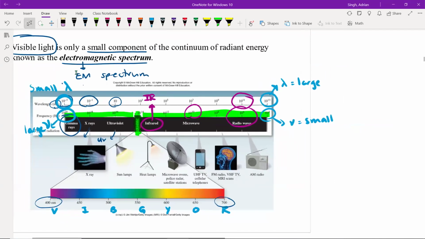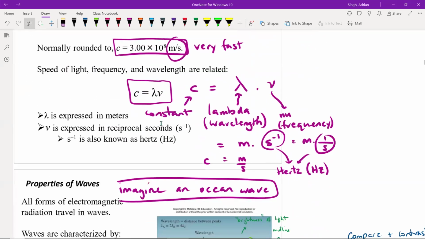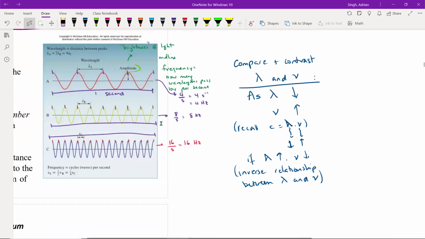Okay, so we can look at both ends of the spectrum now. As we go from small wavelength to large wavelength, the frequency goes from large to small, right? So kind of like a seesaw, right? One goes up, the other one goes down. That's an inverse relationship, and that's critical to know about wavelength and frequency for electromagnetic radiation.